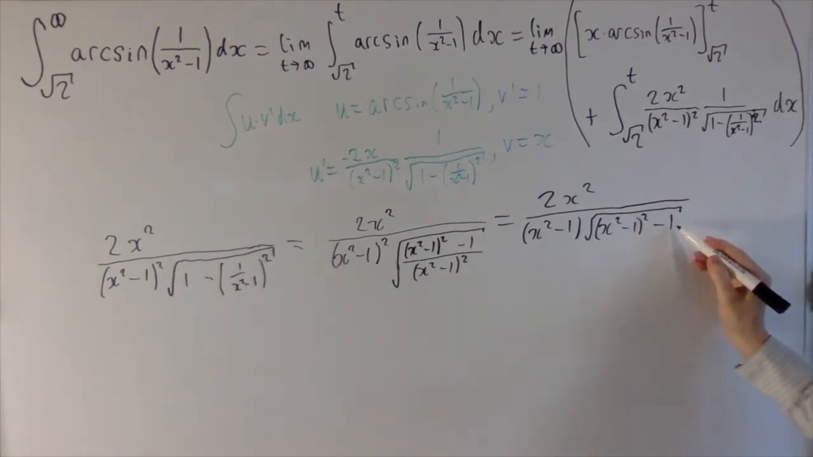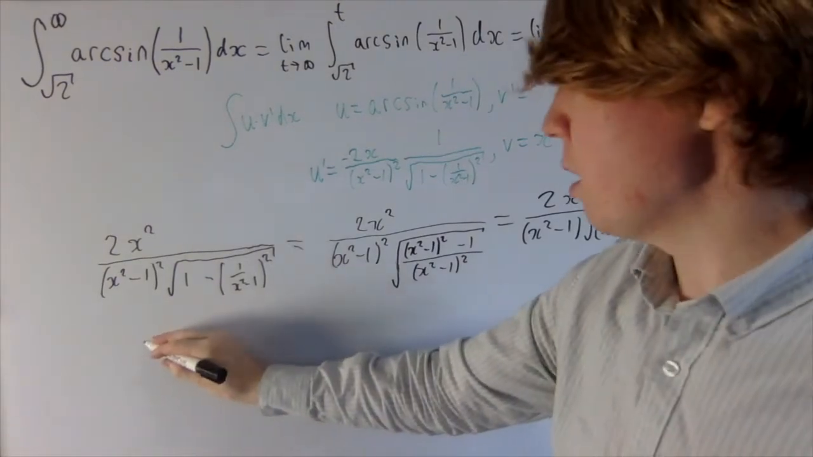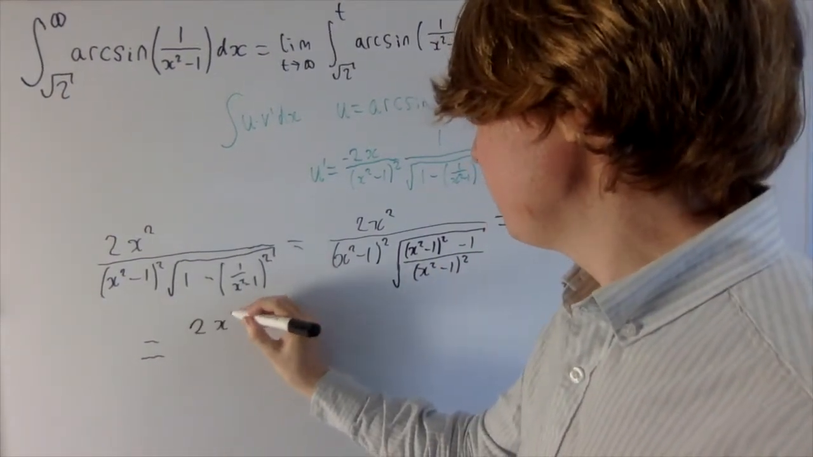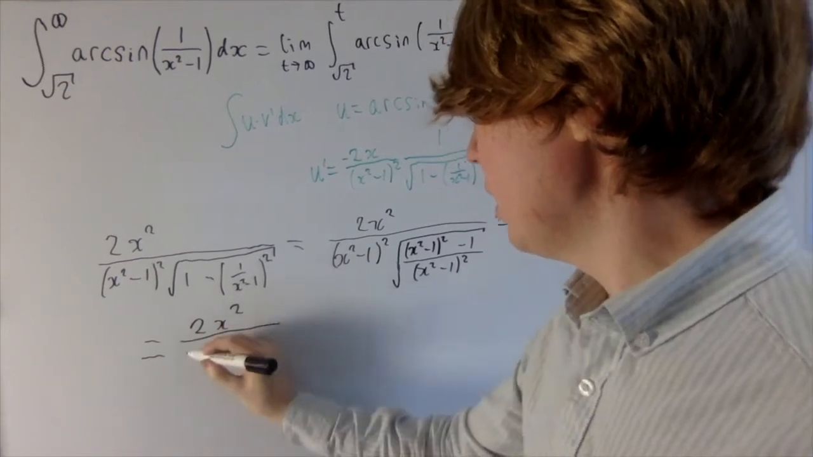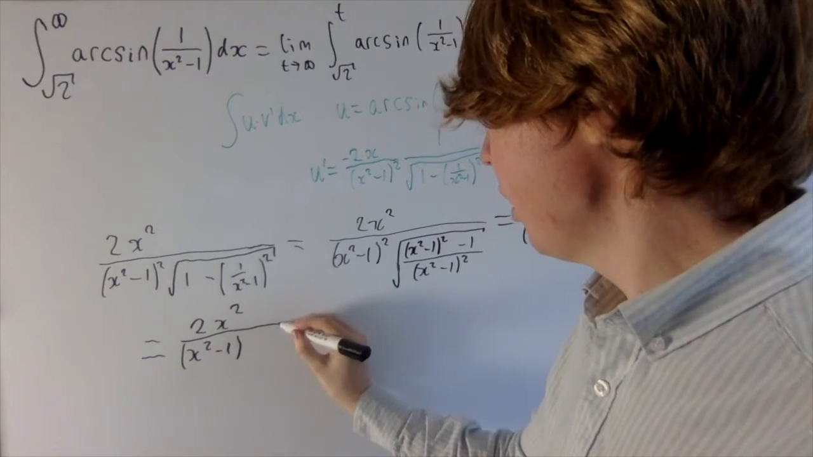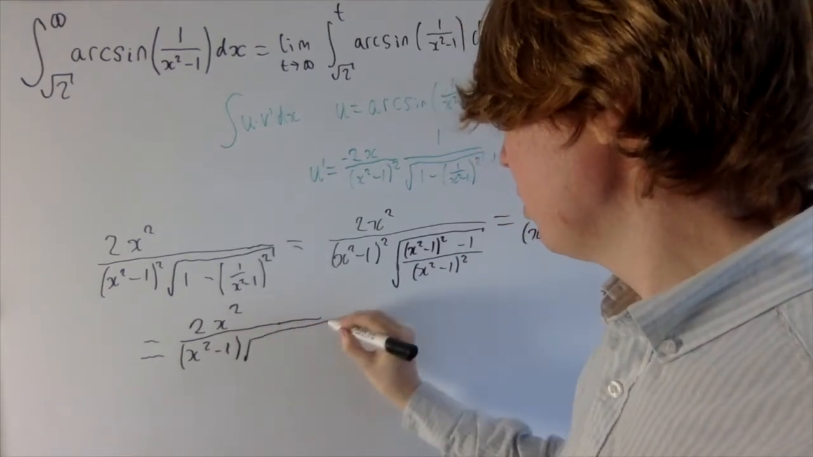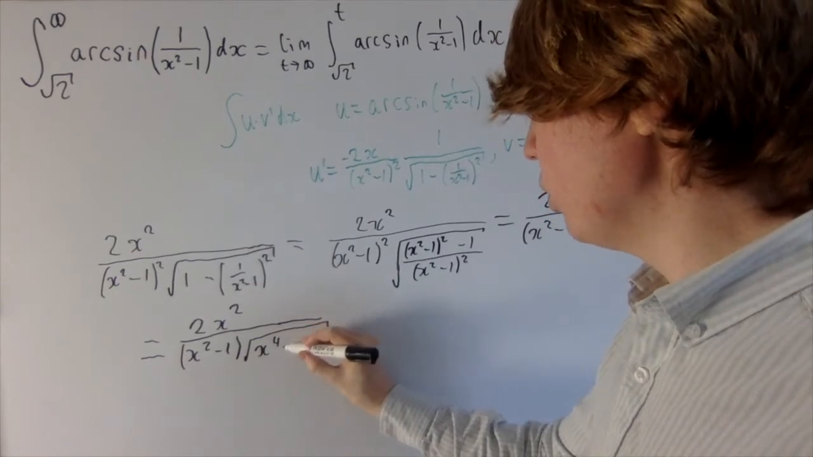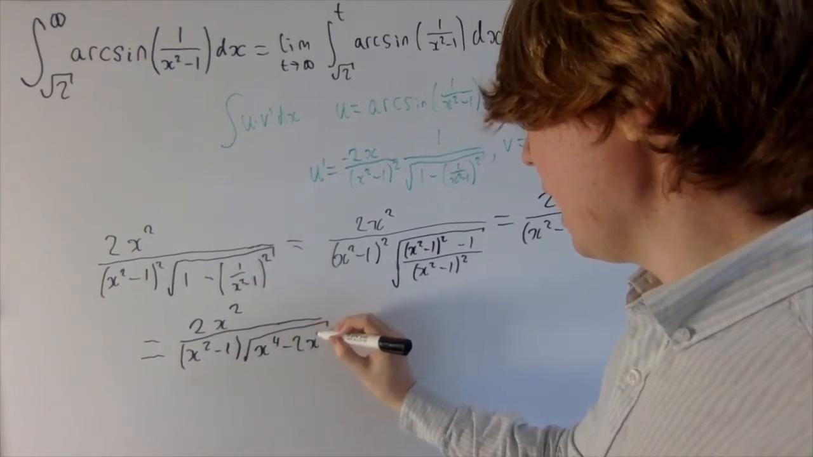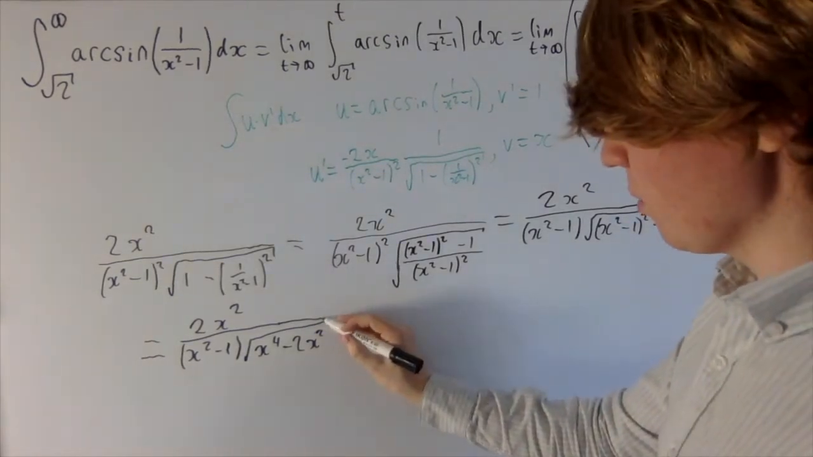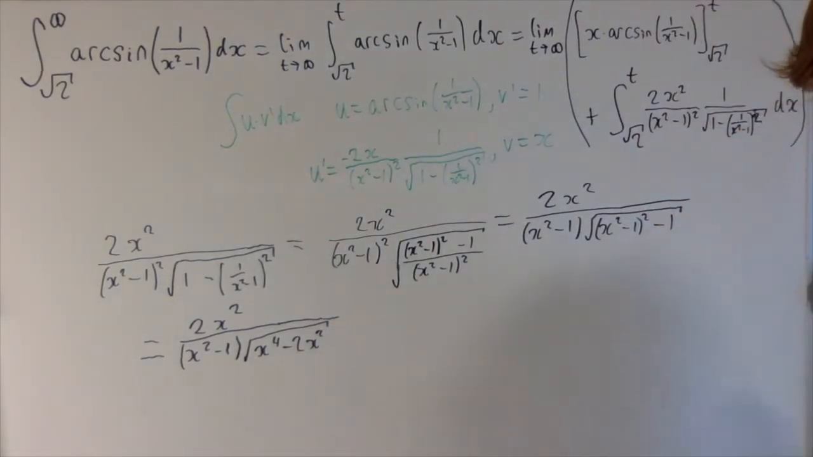So let's have a go at doing that, see what it gives us. So again, we'll leave everything else alone. 2x squared over x squared minus 1. And now we've got the square root of, when we expand this, we'll get x to the 4 minus 2x squared plus 1 minus 1. Those two terms disappear, they cancel out with each other.